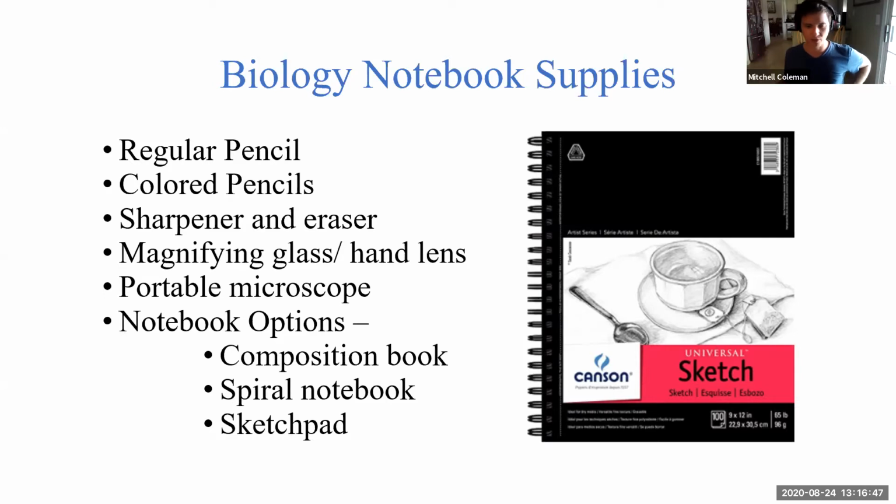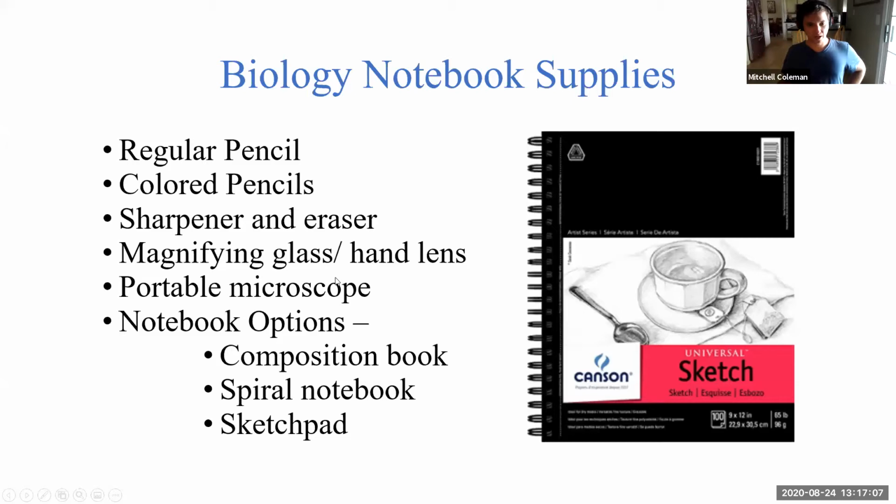So one book, whether it be a composition book or a spiral notebook, that's your choice. I recommend the composition book because it's better for the type of notebooking that I'm going to ask you to do. Okay, so those are the notes on supplies.